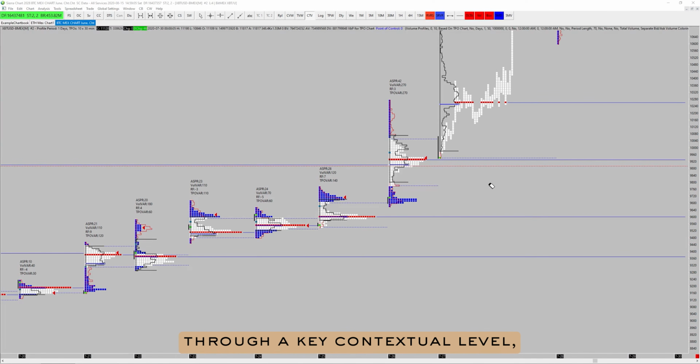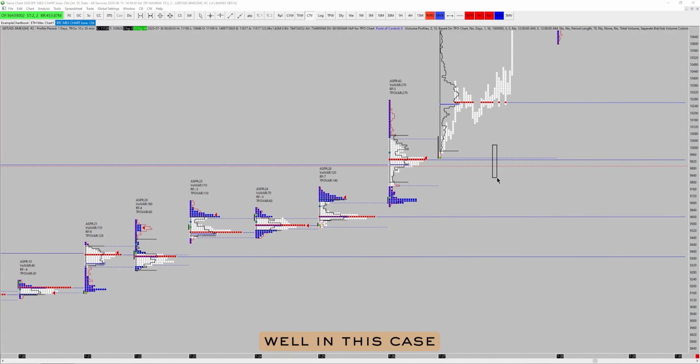through a key contextual level, which is as far as it could really go when I am going to be using this or saying that this is applicable, in that the only way that I think that I would look at this as showing a sign of weakness would be if we had something like this, where this is the open and then the initial balance incorporated activity back within the prior range. Okay.